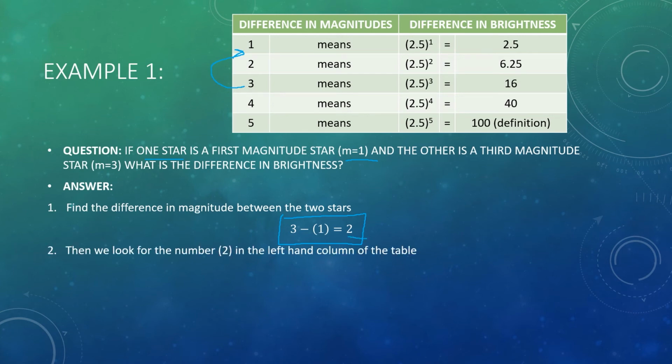Second step. We now look for the number 2 in our left-hand column. Aha! I have found it! Difference in magnitude is 2, because you subtract the magnitudes. You always subtract the lowest number from the highest number.